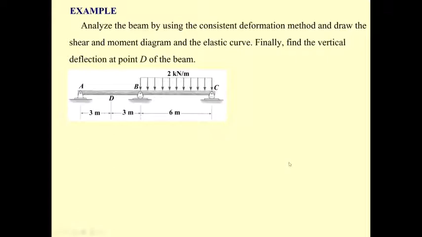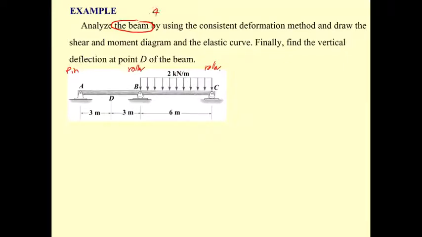Okay, this is going to be the second clip for using the consistent deformation method to analyze the structure. And we are concentrating on the beam for this example. You may see this beam has the pin support at A, roller support at B, and also the roller support at C. This beam has four unknowns, right?